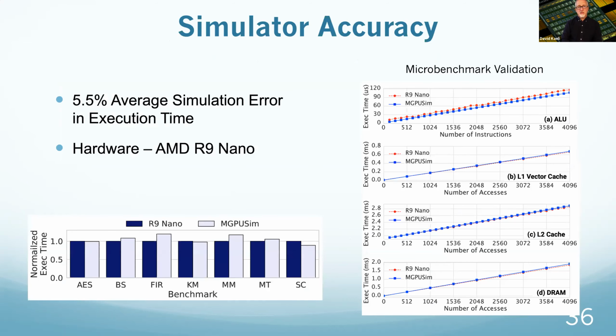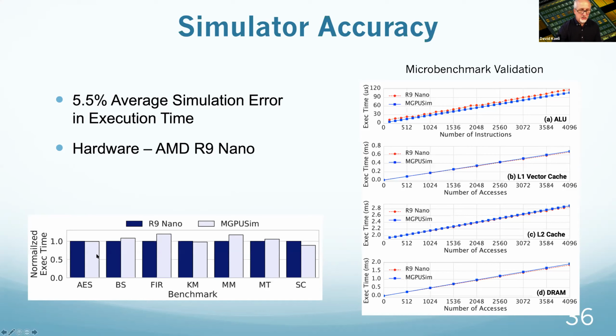So that's a lot. Let's talk about MGPUSim in terms of simulator accuracy. When we do accuracy, we're actually comparing against real hardware. Here we're comparing against an AMD R9 Nano GPU. In terms of average simulation error, we're about 5.5%. And this work was done probably 4 or 5 months ago, so I think we're actually even more accurate at this point in time.